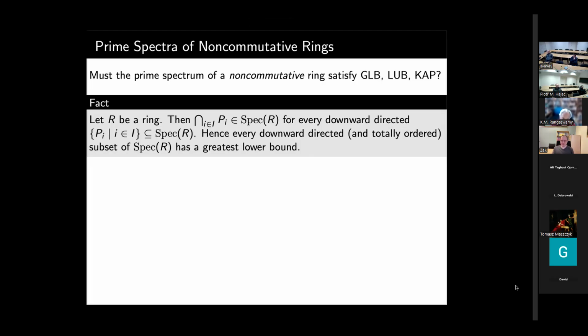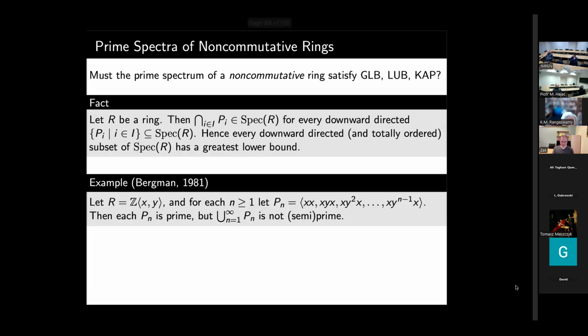What about the least upper bound condition? That one does not. There's an example due to my advisor, George Bergman, which shows this. You just look at the free ring on two generators, and in it, you can write down this chain of prime ideals. I put that here. And then you can show that if you take the union, that's not prime and it's not even semi-prime. So that second bit breaks down.